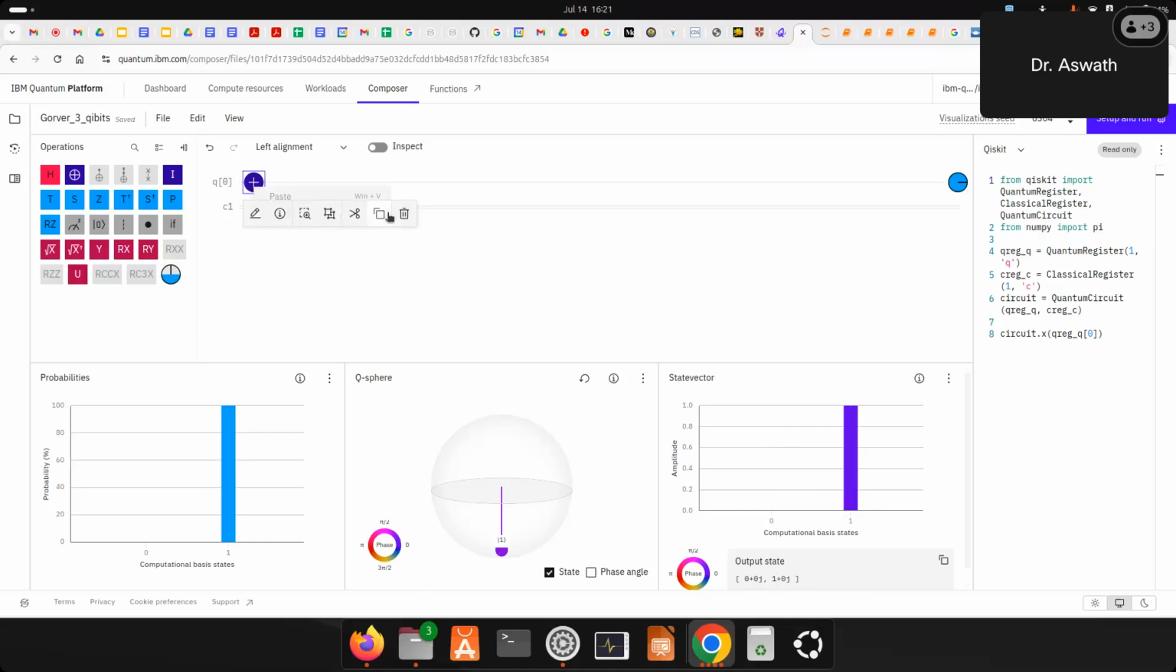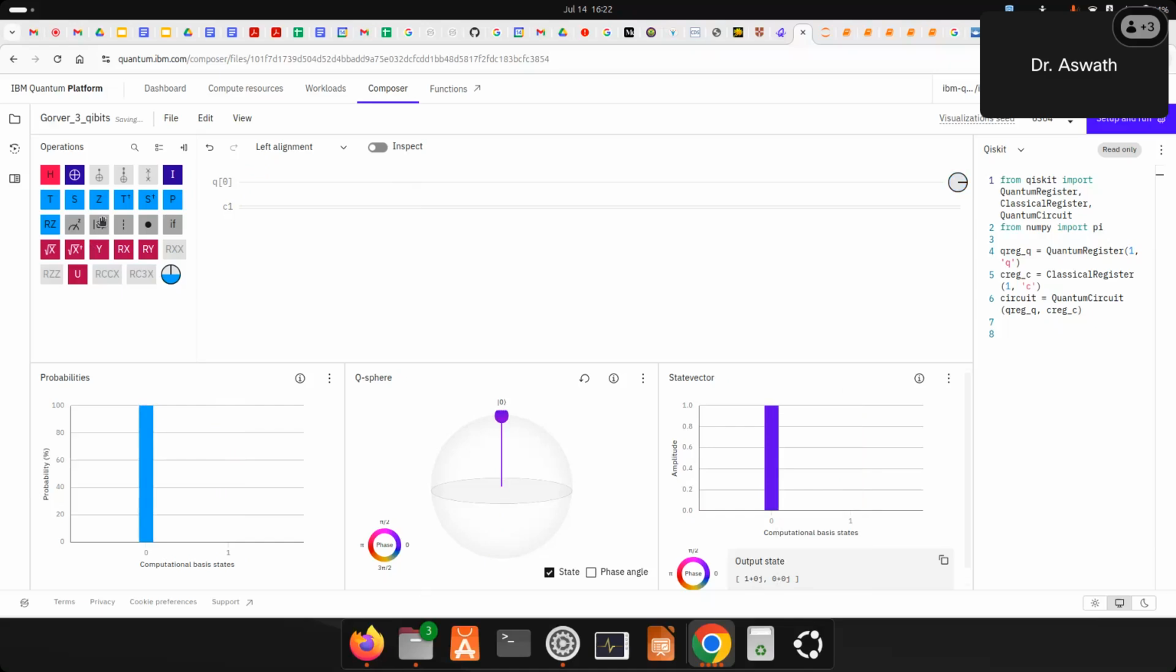Let me remove it, right click and delete. Okay, I want to take a Z gate and act on the 0 bit. Initially you see 0 is there, and here also 0 is there, and I take a Z gate and act on 0. Do you see any change? No, no change, because Z does nothing to the 0 bit.